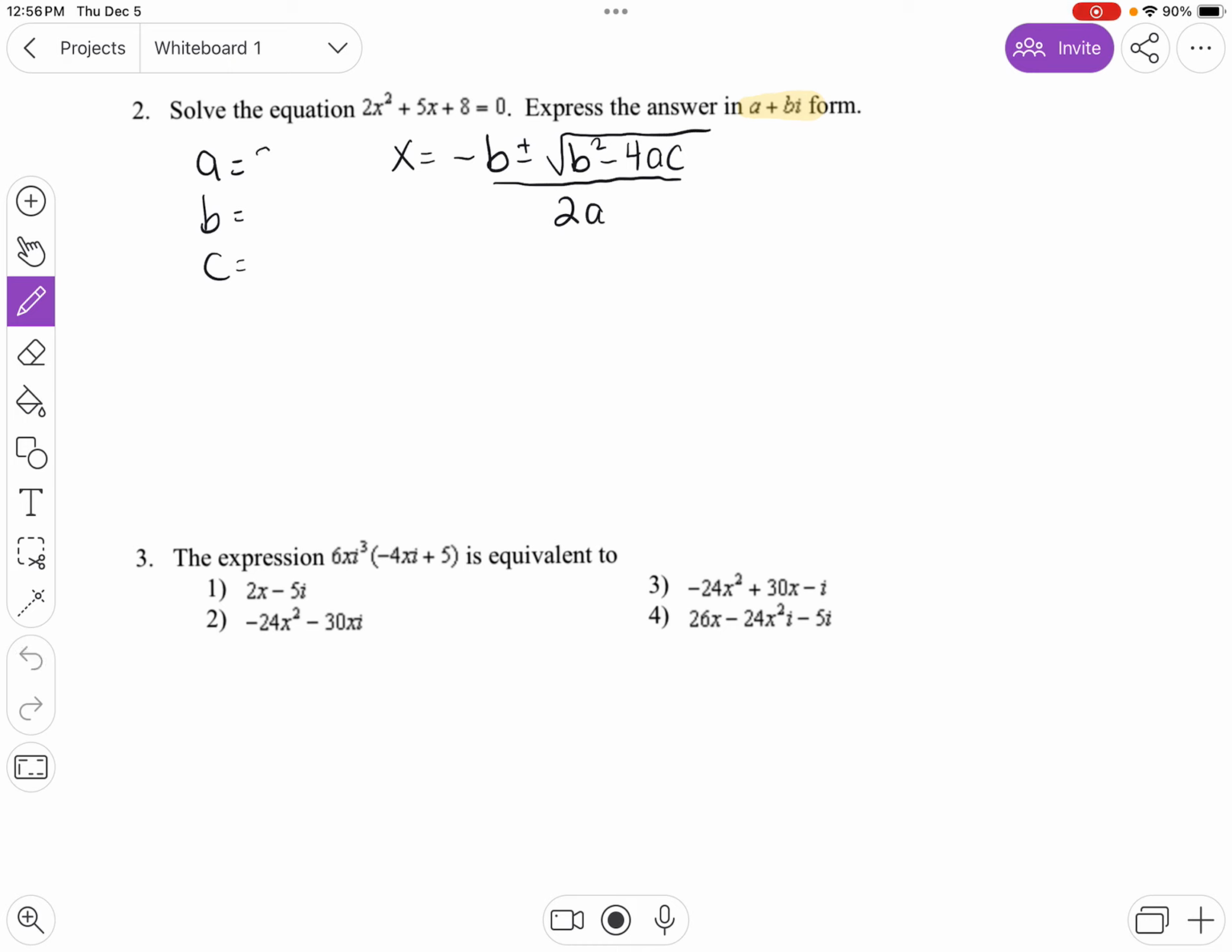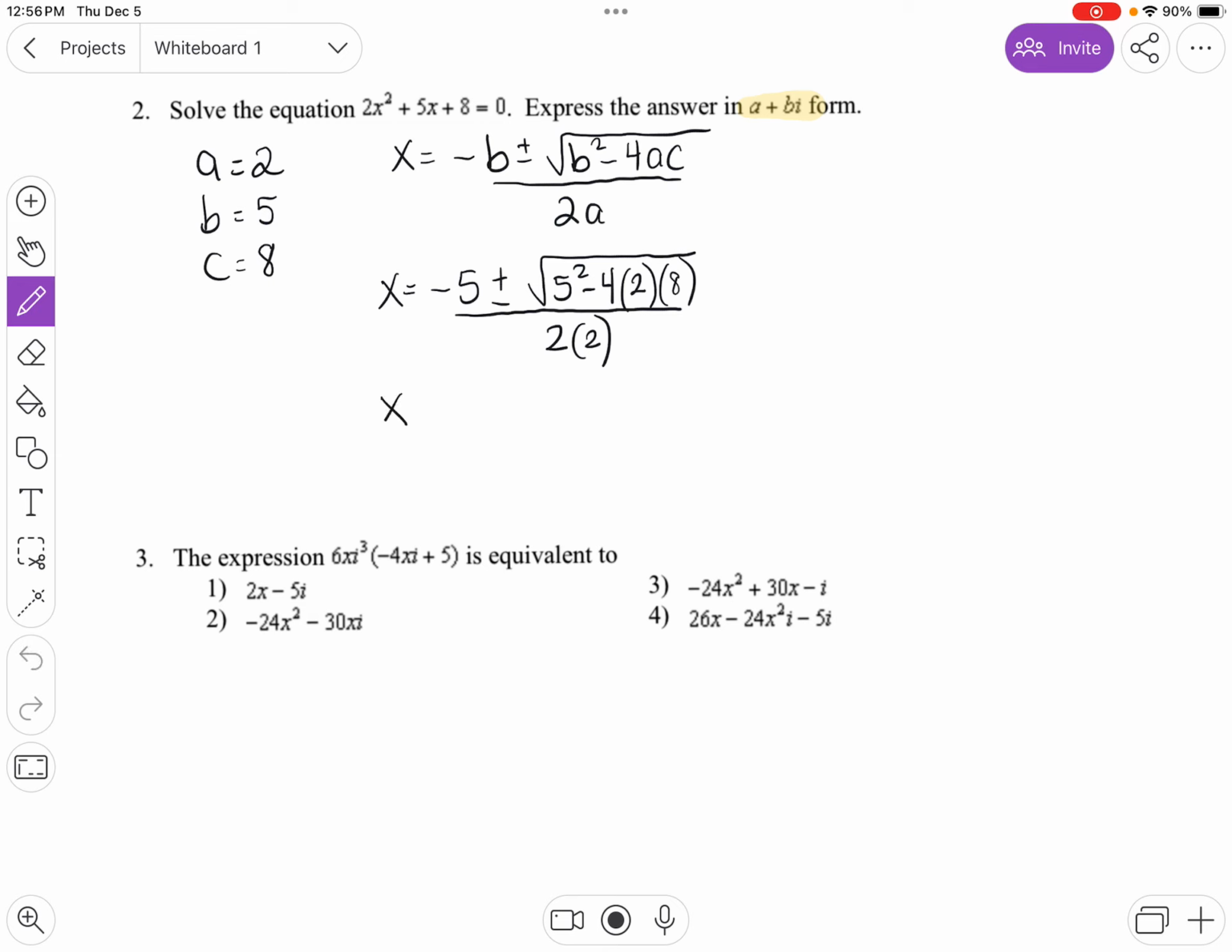Now, you will get a point, though, if you substitute in all the values correctly. So a is going to be the first number. That's called your leading coefficient. B is the second number, and C is the third number. And just make sure that if there's any minus signs, that those become negatives. All right, so x equals negative 5 plus and minus the square root of 5 squared minus 4 times a times c, all over 2 times 2.